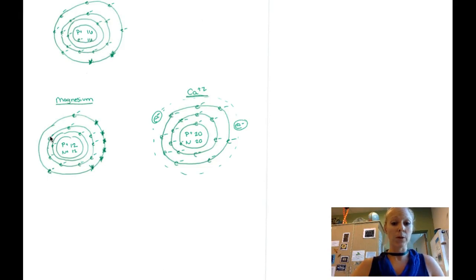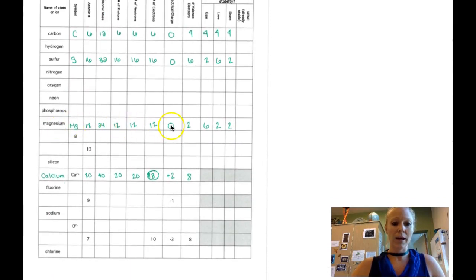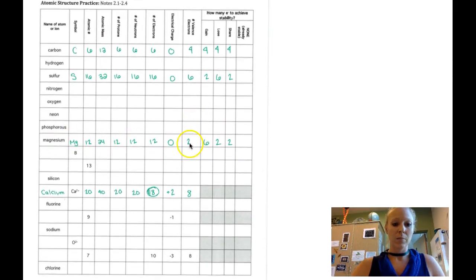So it's probably going to share 2 of its electrons. So we have magnesium, 2 valence electrons. It would have to gain 6 or just lose 2. So it's going to end up sharing 2 in a bond with another atom at some point.